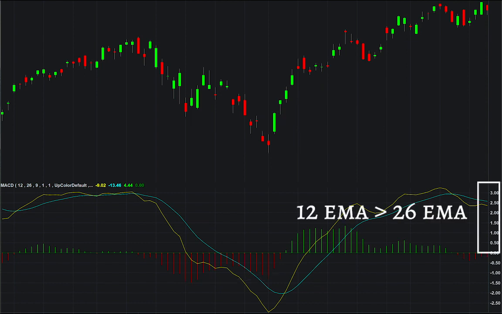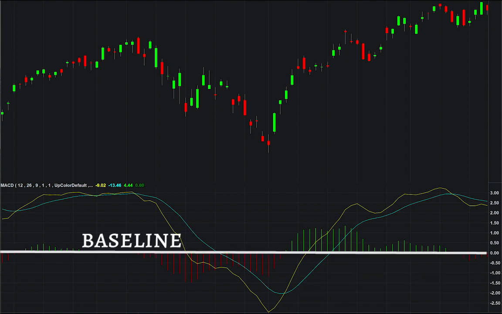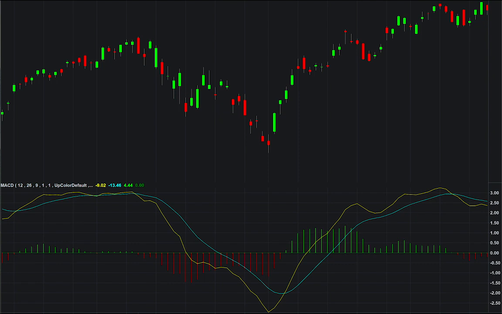The MACD has a positive value when the 12-period EMA is above the 26-period EMA and a negative value when it is below. The more distant the MACD is from the baseline, above or below, indicates the distance between the two EMAs is growing. The MACD indicator is often displayed with a histogram which graphs the distance between the MACD line and the signal line.